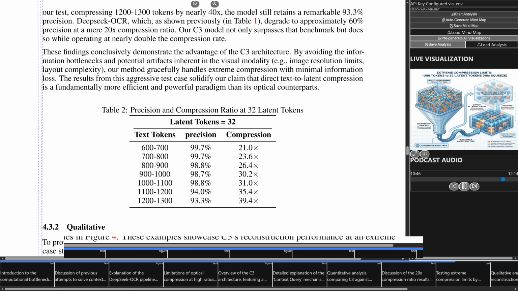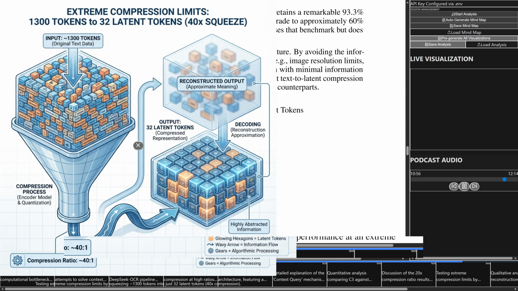So to summarize the findings of this deep dive then, we've completely moved the goalposts. We've gone from this indirect optical method that struggles past 10x to C3, a direct mathematical autoencoder that maintains stellar precision all the way up to 40x. The conclusion is pretty clear. By leveraging the LLM's own innate semantic understanding, C3 sets a new state of the art and dramatically reduces the resource drain of processing these ultra-long contexts.